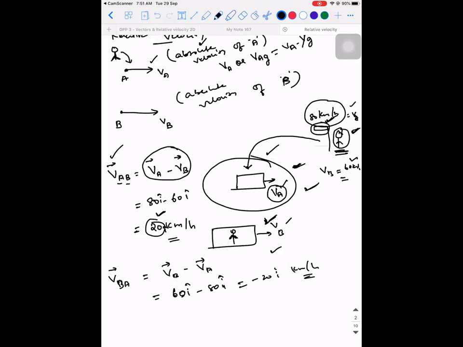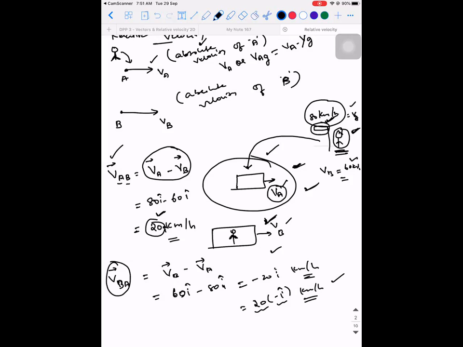Because this can be analyzed like this also, 20 into minus I cap kilometer per hour. So this minus I cap says he feels like that, but actually is not moving, because you have done a comparative study, you didn't do an absolute study. On a comparative basis, the second person will feel as if he is moving with a speed of 20 kilometers per hour. In which direction? In the minus I cap direction.